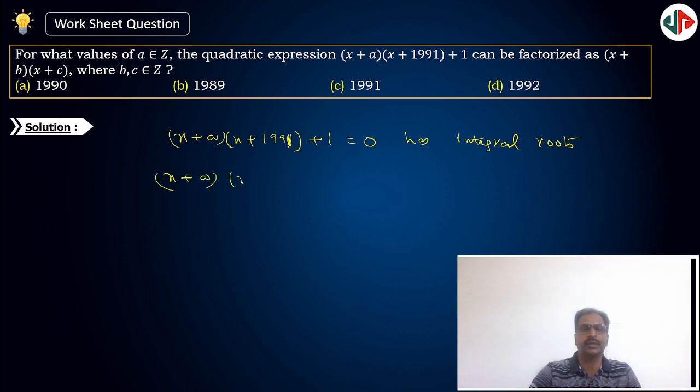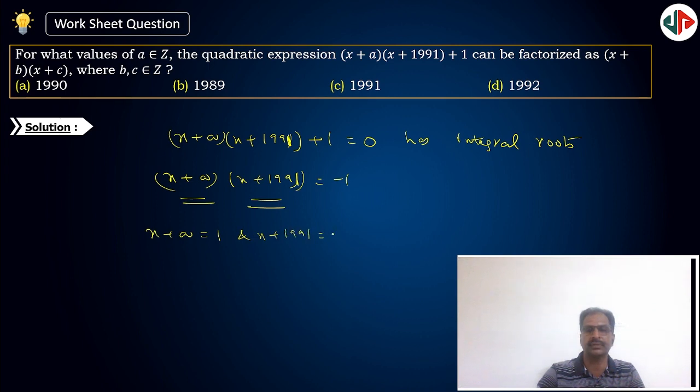x plus a into x plus 1991 is equal to minus 1. See, given that a is an integer and integral roots means x should also be an integer. So if x is an integer and a is an integer, this is an integer and this is an integer. The product of two integers being minus 1 means there are two possibilities. x plus a is 1 and x plus 1991 is minus 1. This is one possibility. Or x plus a is minus 1 and x plus 1991 is 1. These are the only two possibilities.